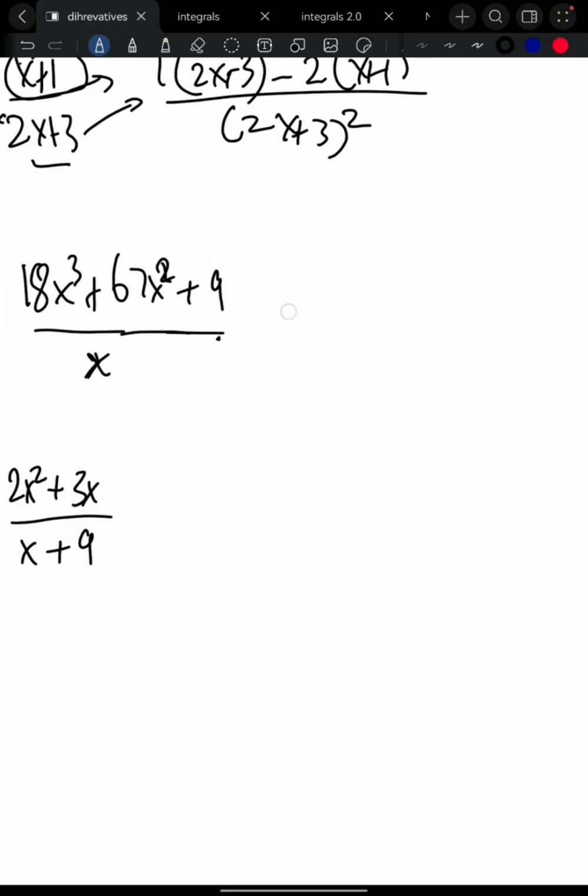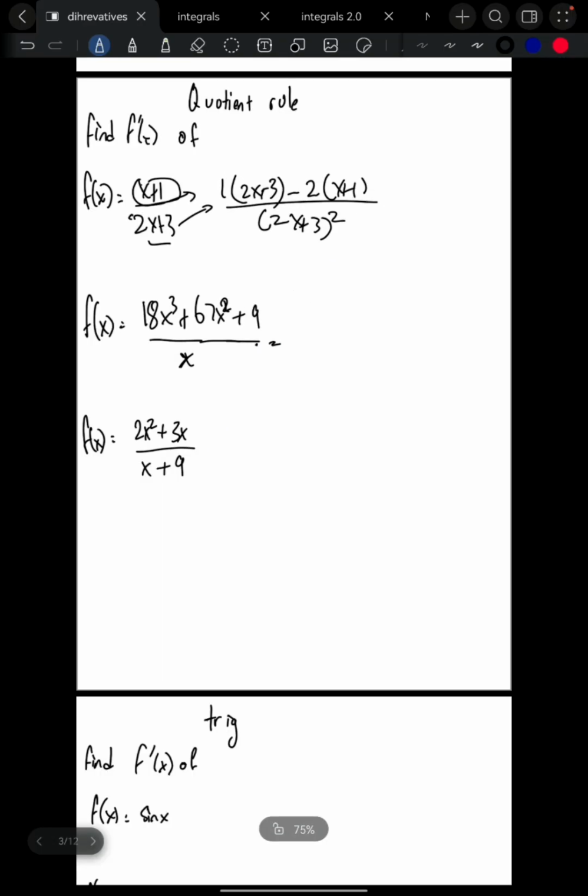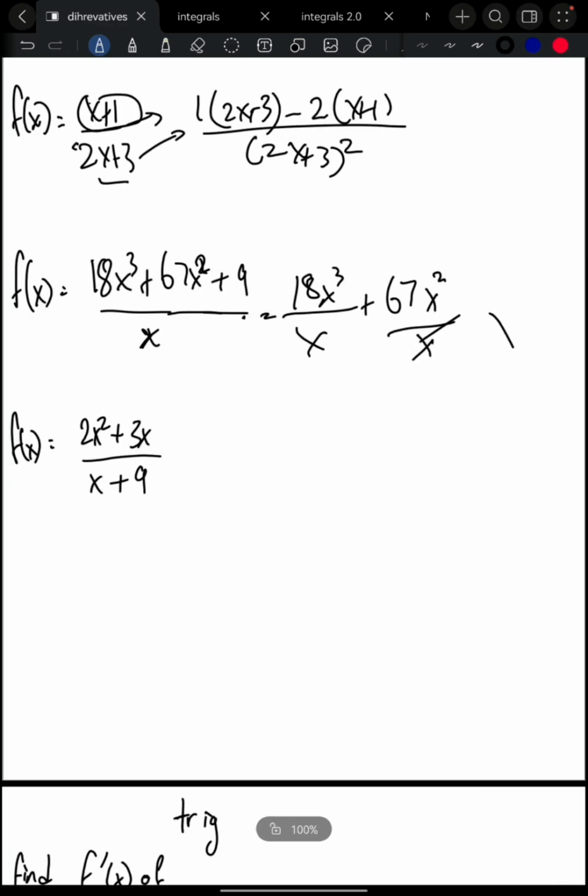So instead of this, I'm going to write it as 18x cubed divided by x, plus 67x squared divided by x, plus 9 over x. Simplify this, that's just 18x squared plus 67x plus 9 over x.